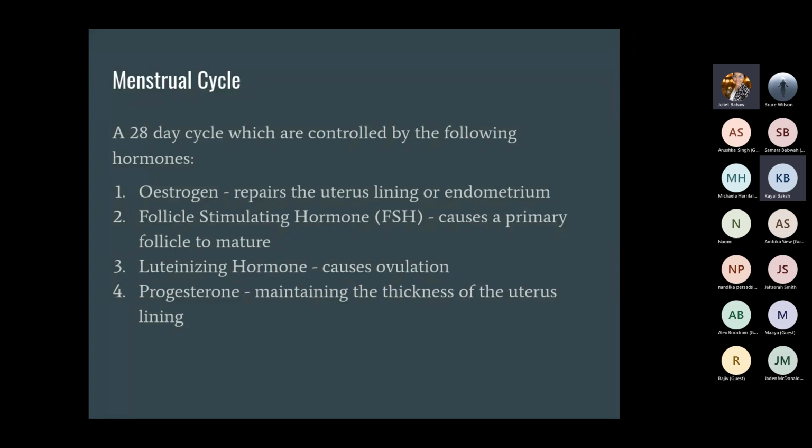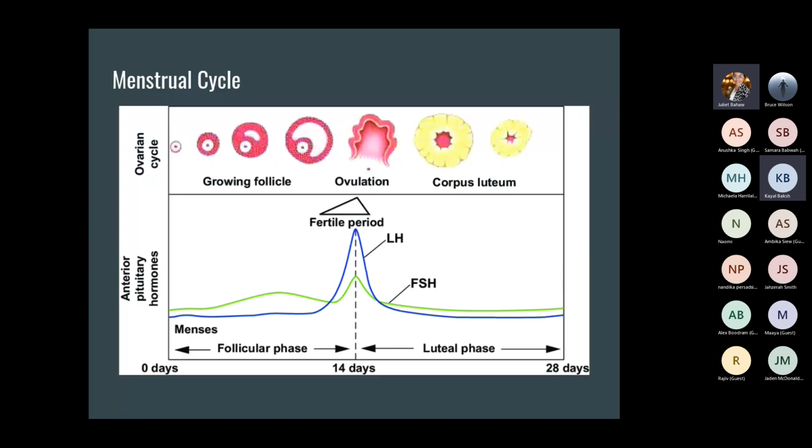If fertilization did occur, progesterone levels remain high because the uterus lining must remain thick in order to support a developing embryo. So I want to bring this little graph here to show you the different events that take place. You have events inside the ovary itself, which is the egg, a primary follicle maturing, leaving, and then you have the hormones.